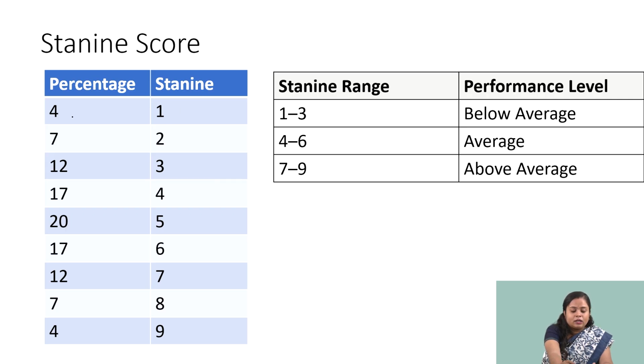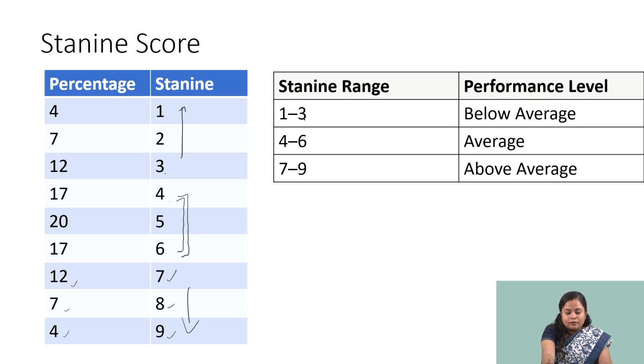The first stanine contains the lower 4%, the second stanine contains 7%, the third contains 12%, the fourth contains the next 17% of scores, the fifth contains the next 20% of scores, the sixth contains the next 17% of scores, the seventh contains the next 12% of scores, the 8th stanine contains the next 7% of scores, and the 9th stanine contains the next 4% of scores. So in total you may see that in the middle of the distribution, in the middle stanines, there is a high percentage, whereas there is a lower percentage in the extreme scores.